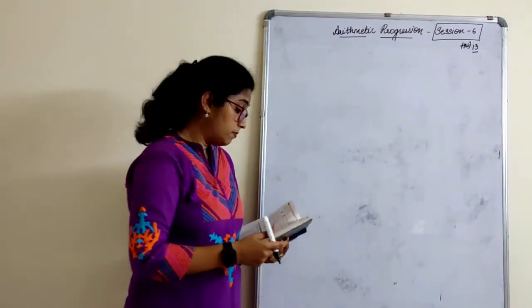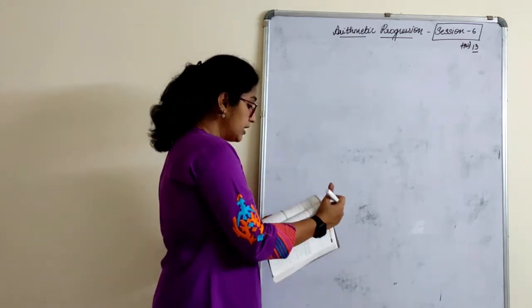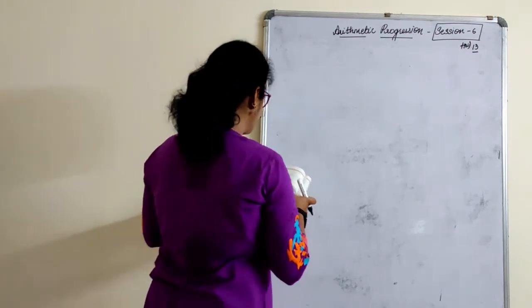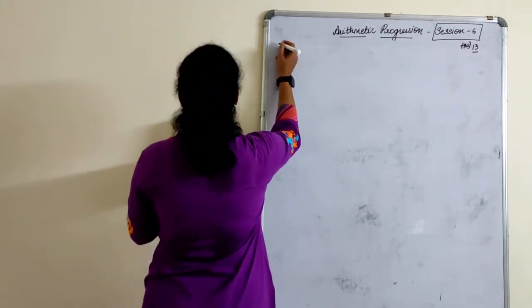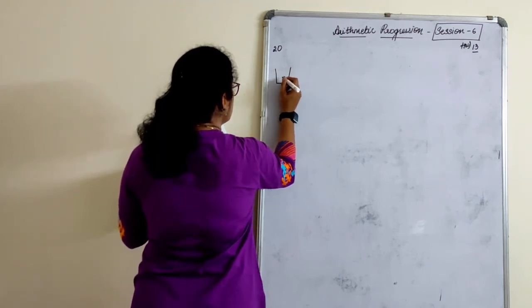Next question is again complicated, but if you understand it, it's very simple. In a potato race, a bucket is placed at the starting point. So let me try to draw accordingly what they have mentioned. So a bucket is placed here.